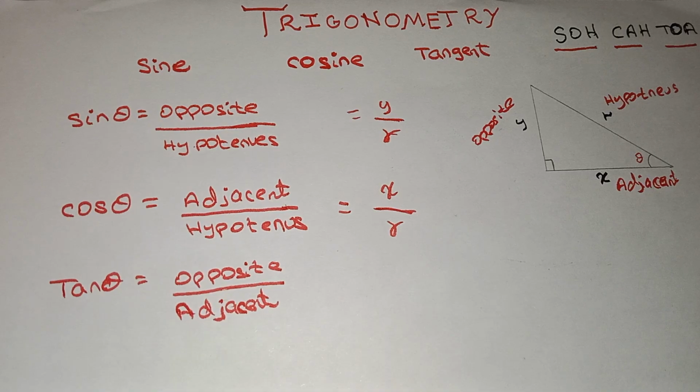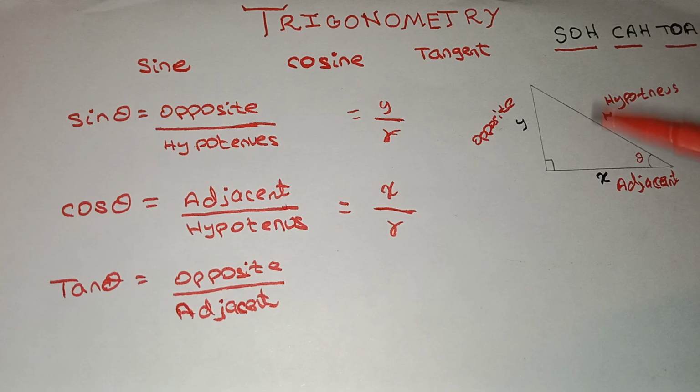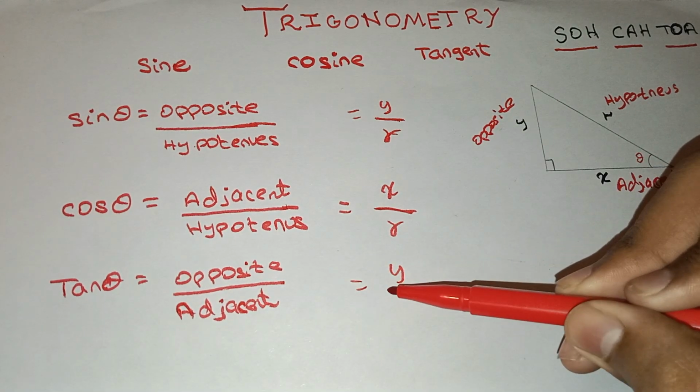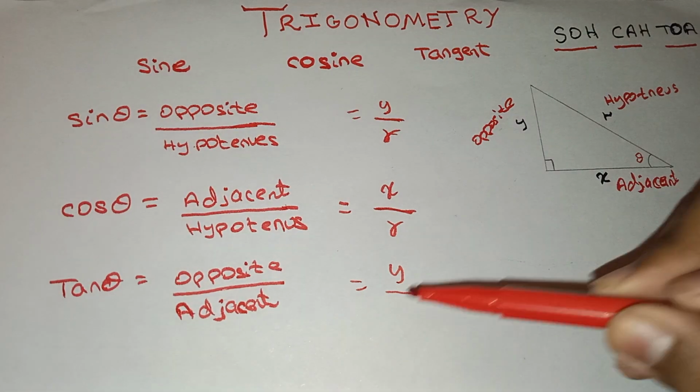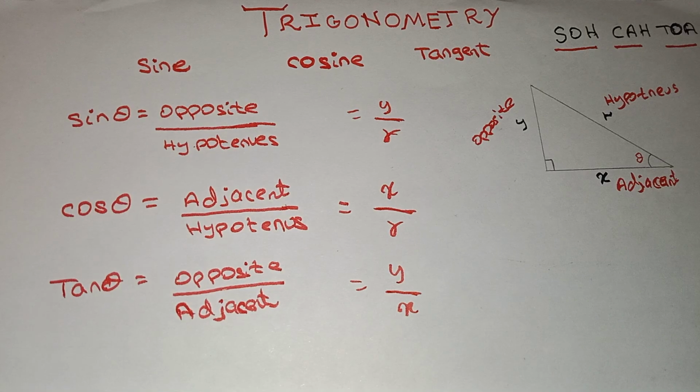Now moving on to tangent. Tangent says opposite upon adjacent. So what is opposite in this triangle? Y. Y upon adjacent, which is x. So now I have written the sine, cosine, tangent values after going through this right angle triangle.